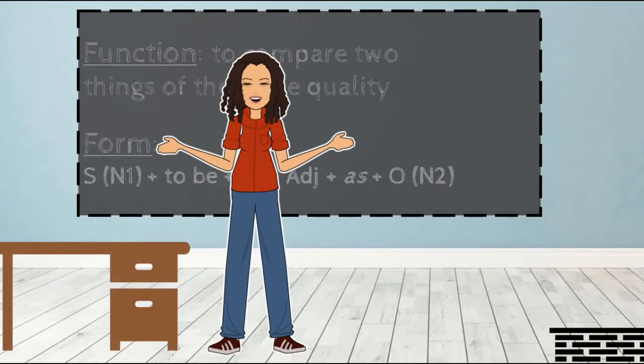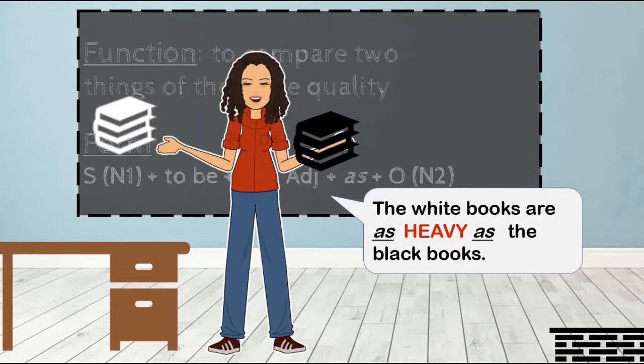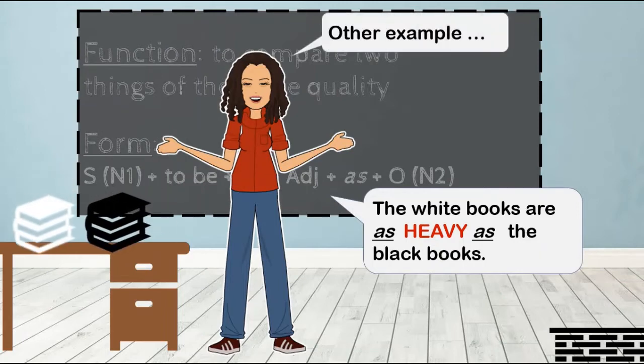The first example: the white books are as heavy as the black books. As you can see that those stack of books there, the white books and the black books are having similar size and similar weight. So we can say that the white books are as heavy as the black books. And then let's go see the next example.